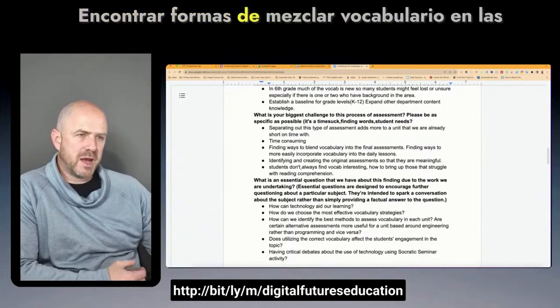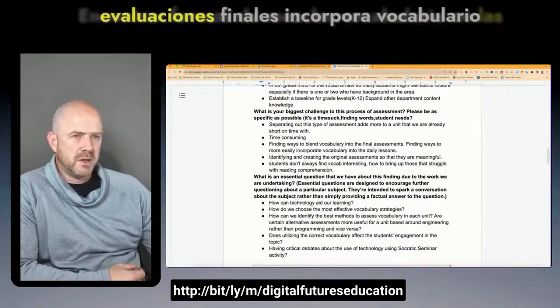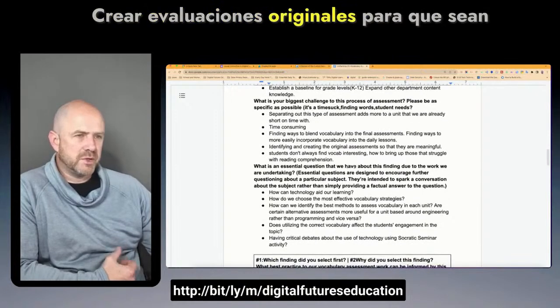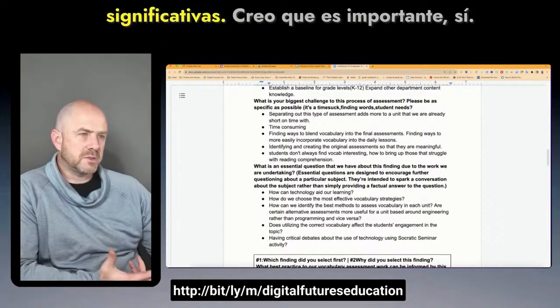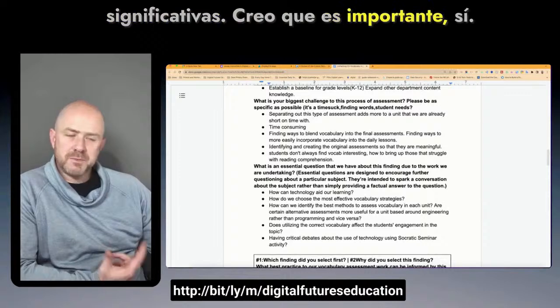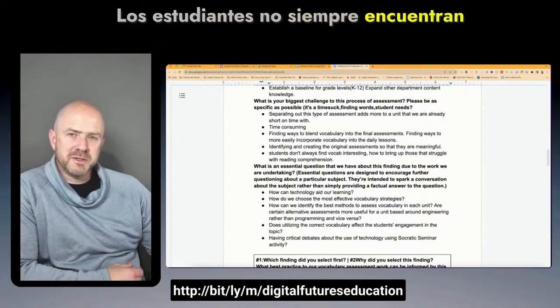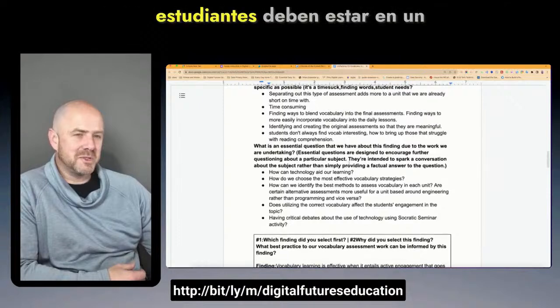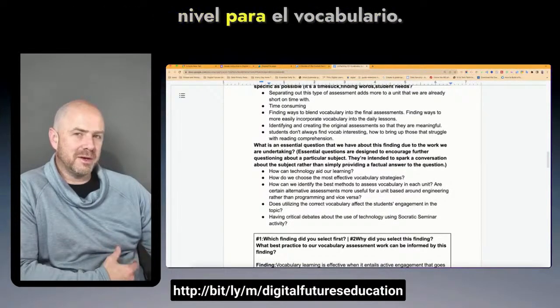Finding ways to blend vocabulary into final assessments, incorporate vocabulary into daily lessons, and create original assessments so they are meaningful. I think that's important. Students don't always find it interesting to learn vocab, right? Reading comprehension skills of students need to be at a level for the vocabulary.